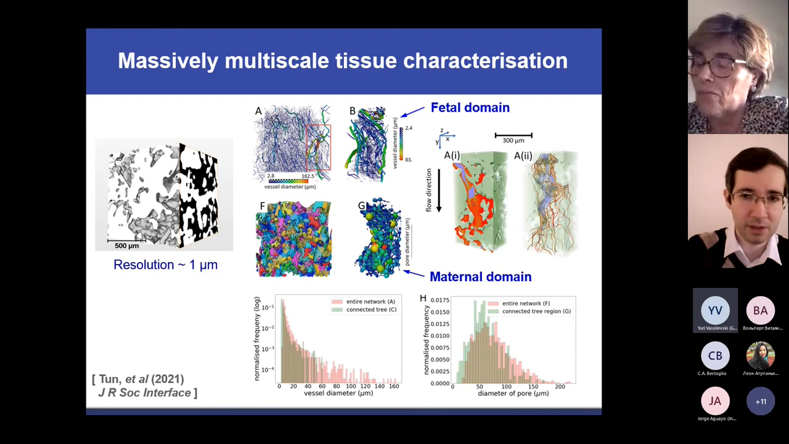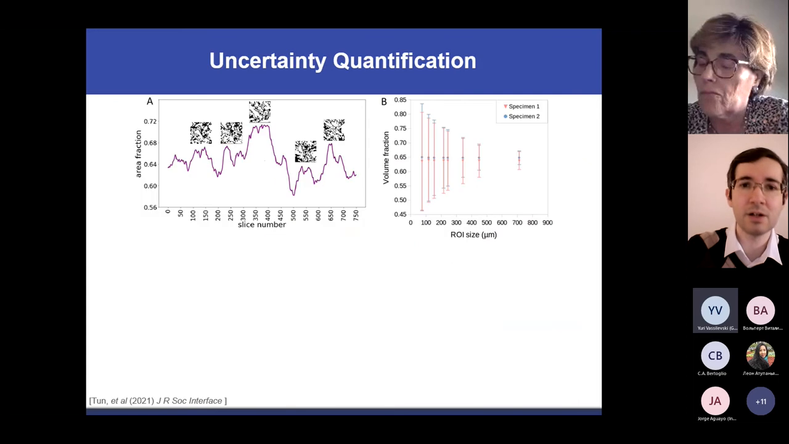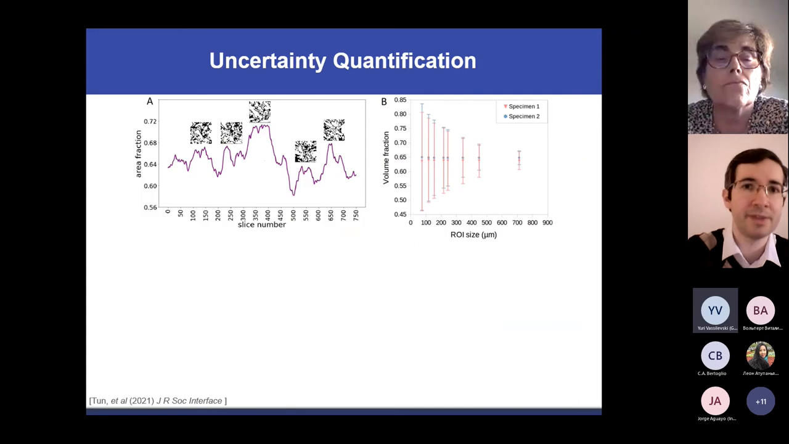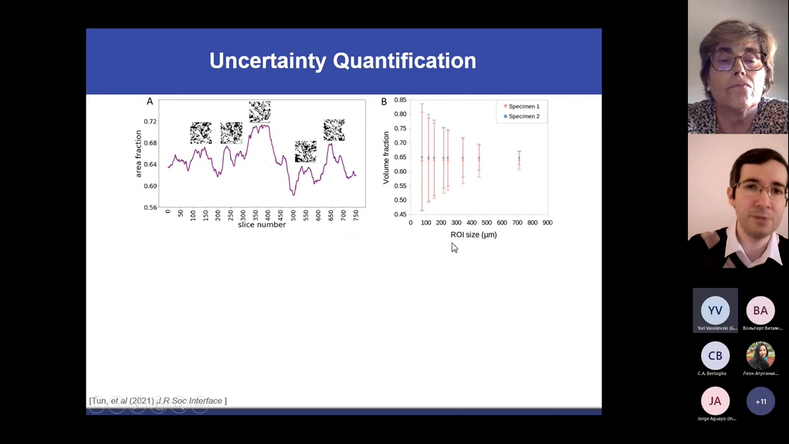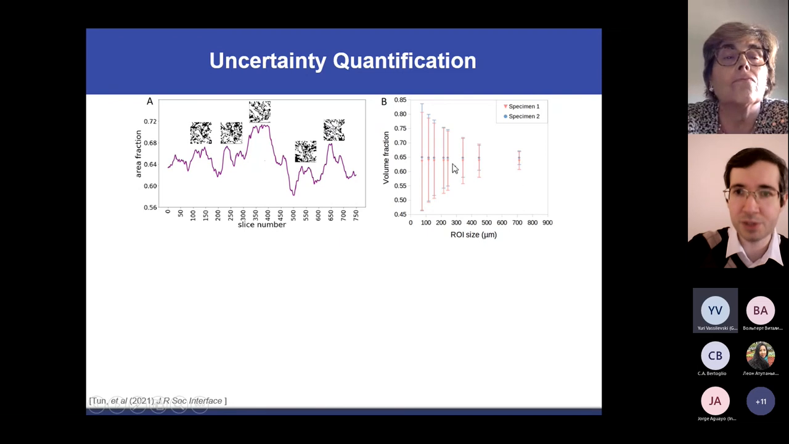So with this question in mind, I would like to briefly talk about some approaches we developed for quantifying the uncertainty in extracting the quantities for modeling purposes and identifying the appropriate scales for these uncertainties. So if we look at the cross sections of this tissue, we can see that, for example, area fraction, the simplest measure, oscillates wildly. And as we increase the size, this error will diminish naturally. But the question is, can we quantify it a bit more?